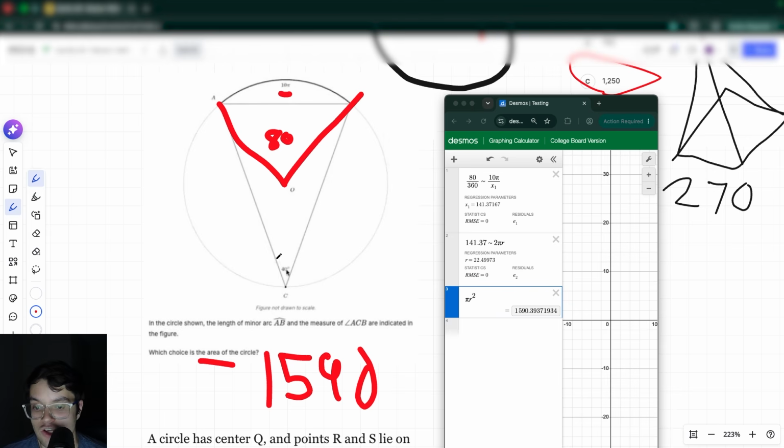Just got to remember, if it's on the side, you use inscribed angle stuff. If it's in the middle, you use the regular stuff I already said in this video.